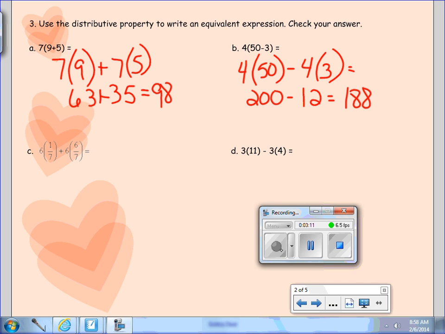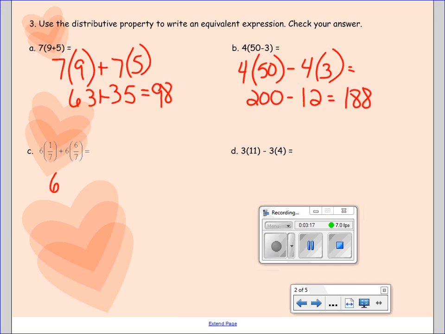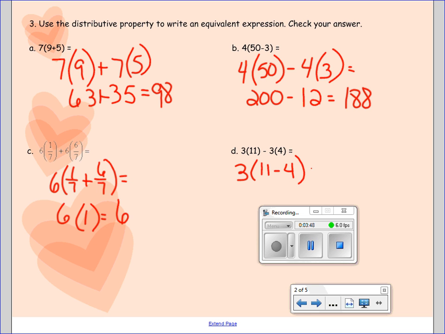In our next example, on 3C, we're going to have 6 being distributed to 1/7 plus 6/7. When we simplify this, 1/7 plus 6/7 is 1. 6 times 1 is 6. Using the distributive property allows you to solve this problem a lot easier. In 3D, 3 is going to be distributed. The operation is subtraction. 3 times 7 is 21. So your final answer for D is 21.